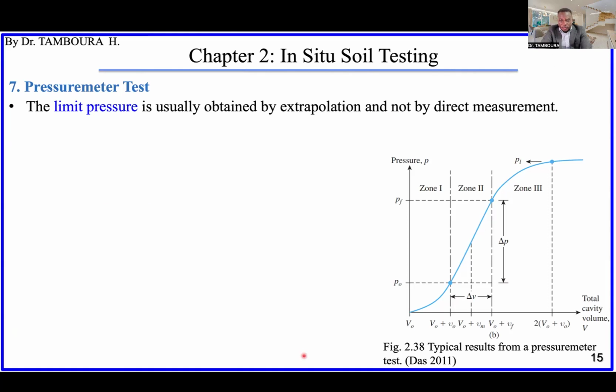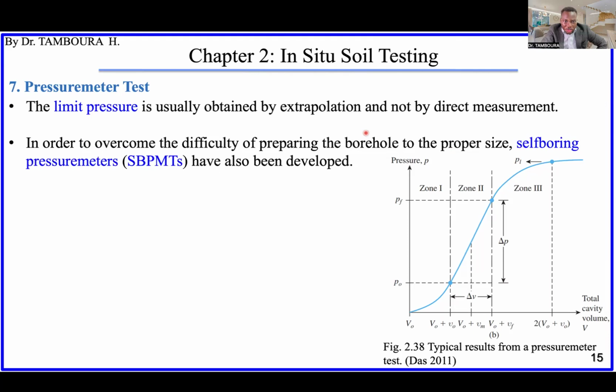The limit pressure, as I explained, sometimes the soil collapses before reaching the limit pressure. Sometimes the limit pressure is reached before the soil collapses. That's why this limit pressure is usually obtained by extrapolation and not by direct measurement. You just extrapolate and you guess it will be about around here, by calculation using extrapolation.